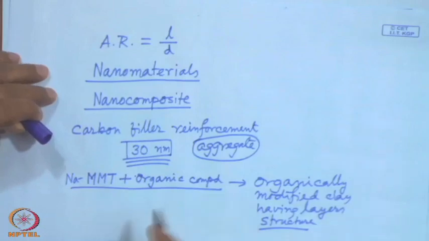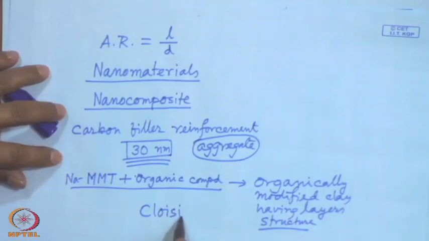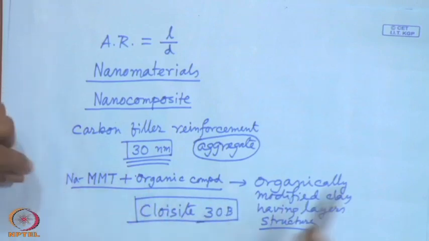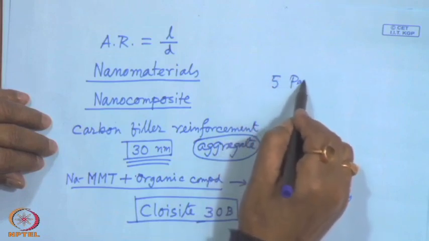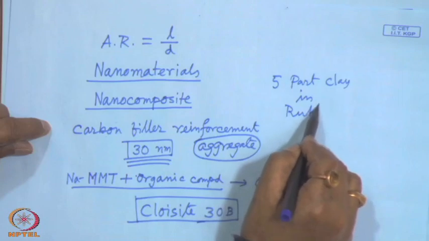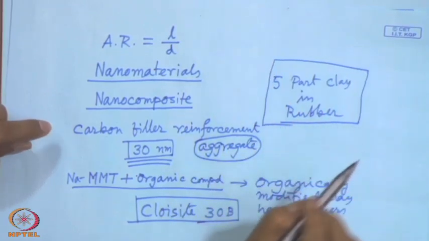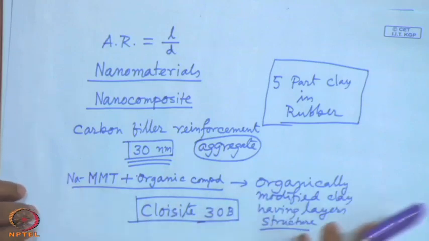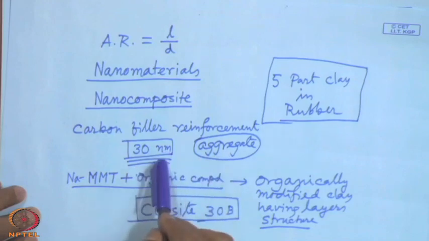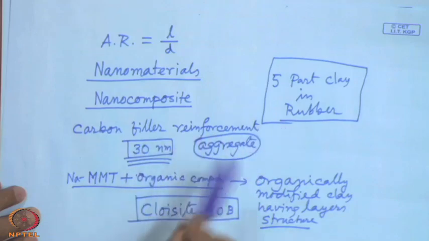Such clay fillers, MMT clays known as organically modified clay, known as Cloisite, one grade is say 30B organically modified clay. Only 5 parts of such clay in say rubber can provide huge strength properties, because if somebody calculates the surface area of this Cloisite 30B, it would be as high as the surface area provided by 40 to 45 parts of carbon black used in 100 parts of rubber. So, 100 parts of rubber with 5 parts of clay can reach the mechanical properties, say tensile strength, achieved by using 45 parts of carbon black.